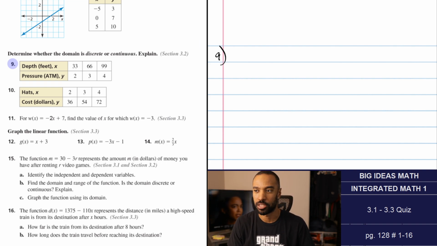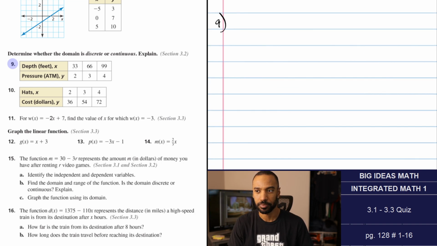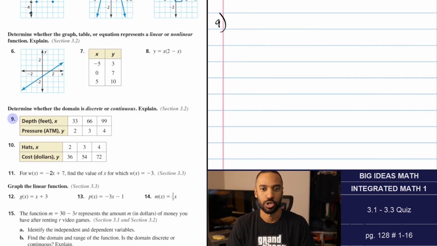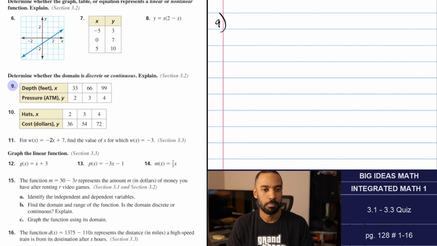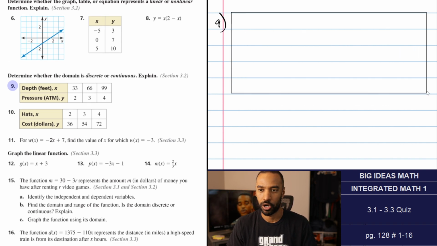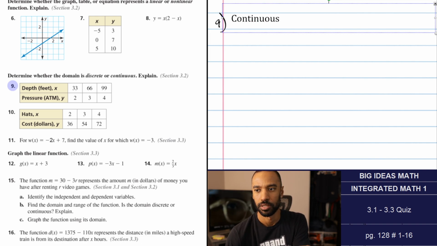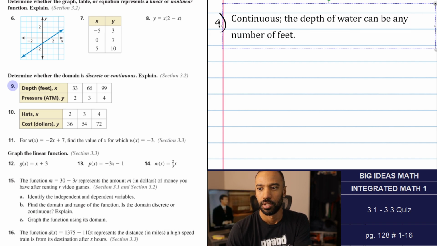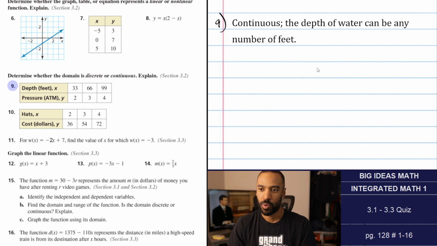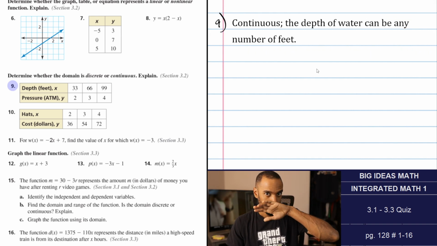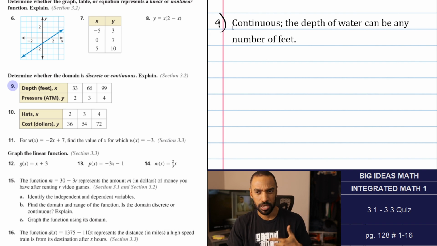I think the latter makes a lot more sense in that situation, because of the nature of what we're doing on that problem. The depth can be any number of feet for this set. Whether water or whatever, this is a continuous relation.